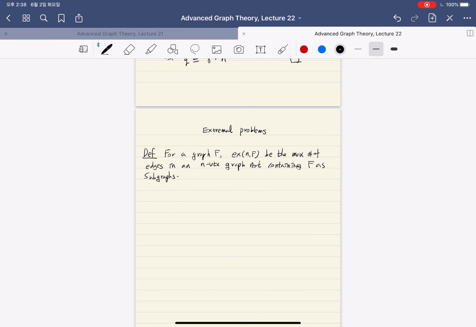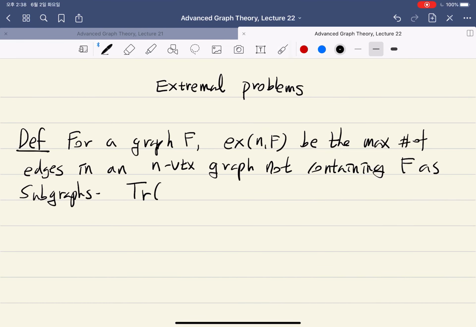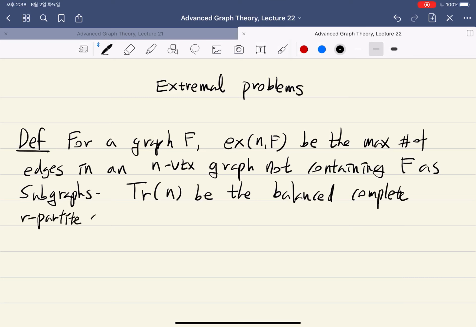And we define the Turan graph T_r(n) as the balanced complete r-partite graph. It is a complete r-partite graph where each color class has size as equal as possible, and small t_r(n) be the number of edges in such a graph.